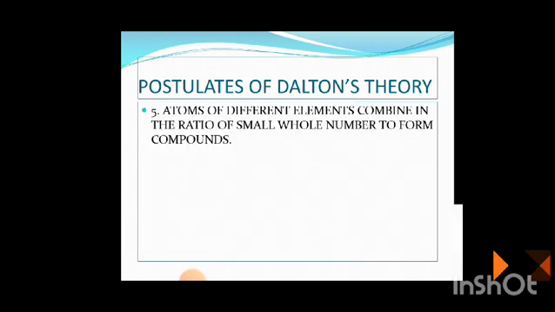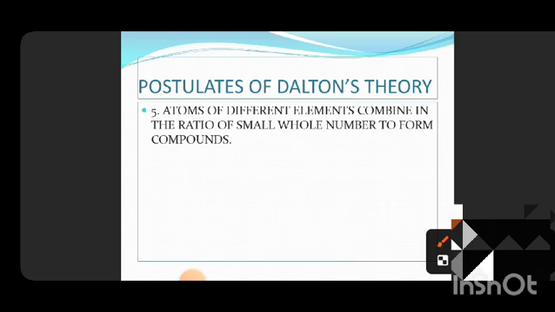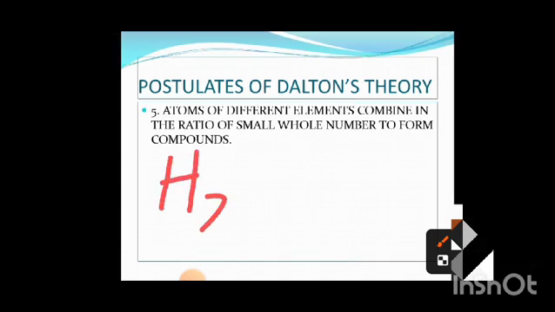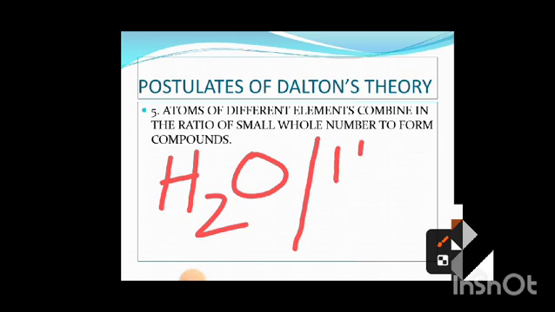Now the last one, atoms of different elements combine in the ratio of small whole numbers to form compounds. Suppose I take water. If I talk about water as a compound, then what is it mainly made up of? It is made up of two elements, hydrogen and oxygen. And the ratio by atoms is 2 is to 1. That is, there are two atoms of hydrogen and one atom of oxygen. And this is always constant.